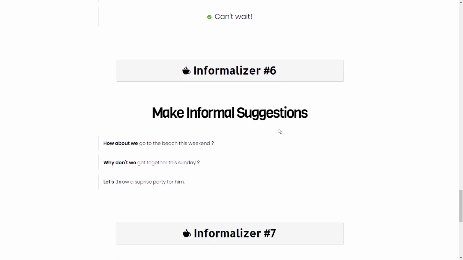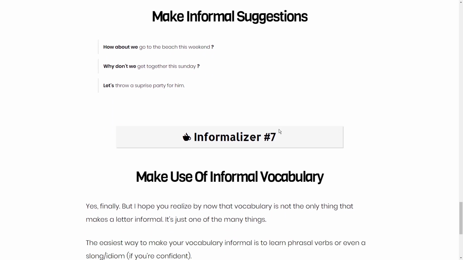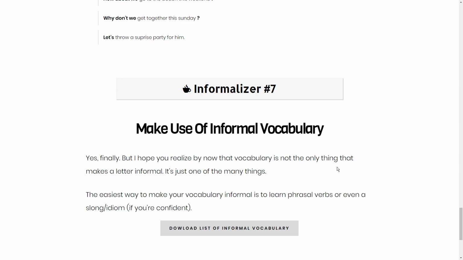Informalizer number 7, and this is the one that we always focus on, make use of informal vocabulary. So yes, vocabulary is a part of informal tone. But I hope you realize by now that vocabulary is not the only thing that makes a letter informal. It's just one of the many things. Okay, so the easiest way to make your vocabulary informal is to learn a lot of phrasal verbs or even slang or idioms. Sorry for the spelling mistake. Only if you're confident, that is.